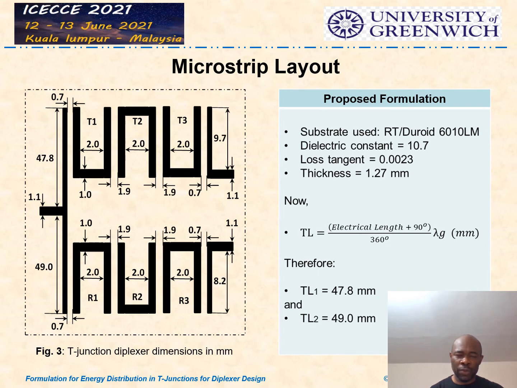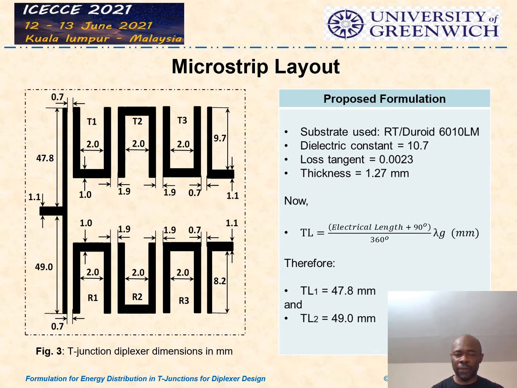Now, the formulation that we propose is here, where we calculate the TL1 and TL2 values. This is the formulation we have: the electrical length plus 90 degrees, divided by 360, multiplied by the guided wavelength at 1 gigahertz. This 90 degrees is basically showing us the amount of offset. That's what we looked at in the lab, and we tried different designs, and we can see that it works.